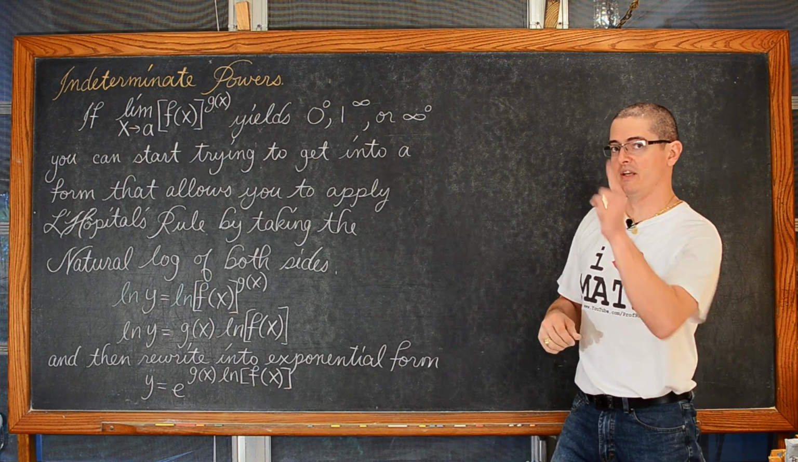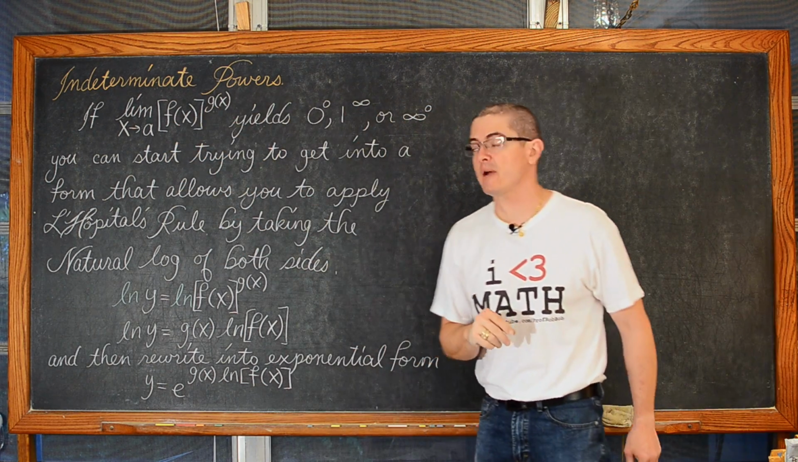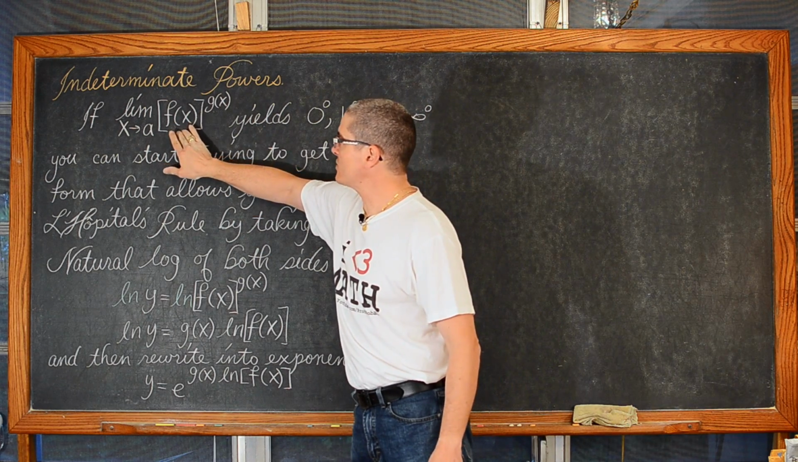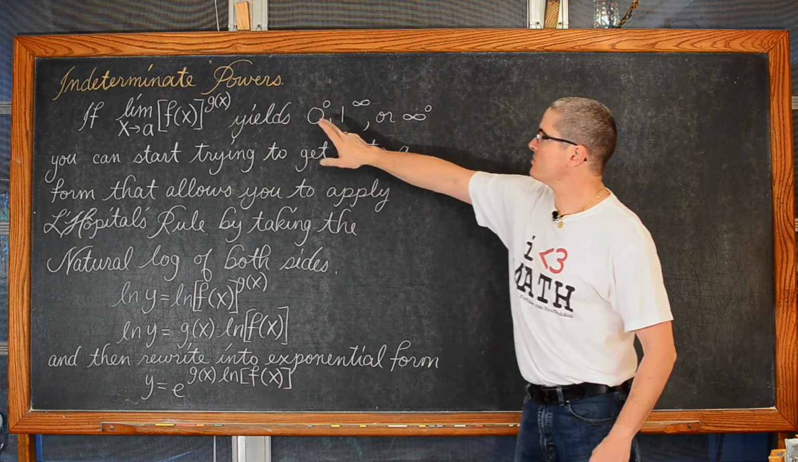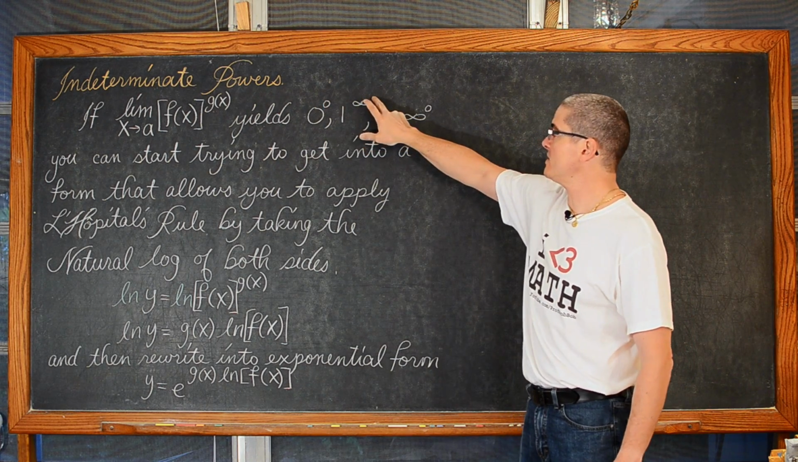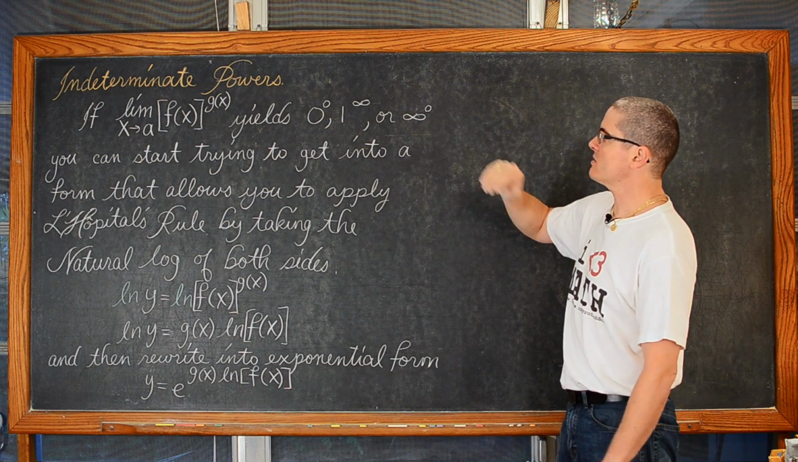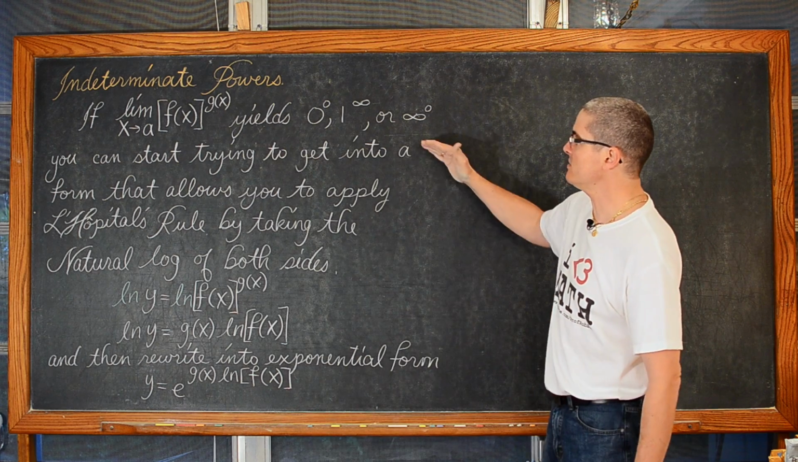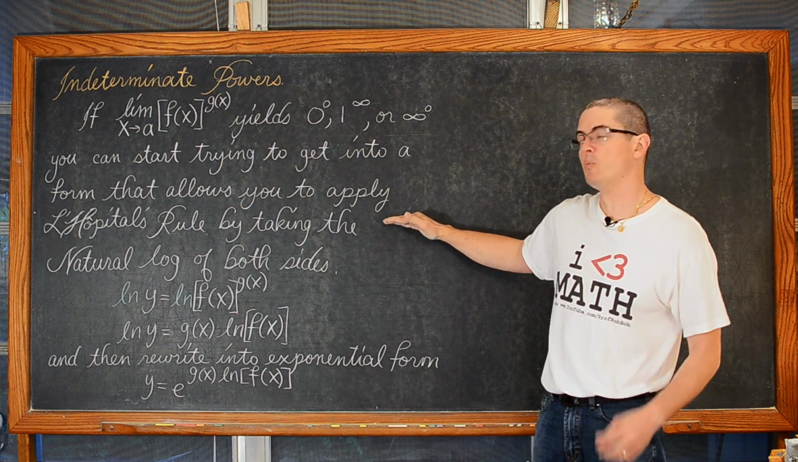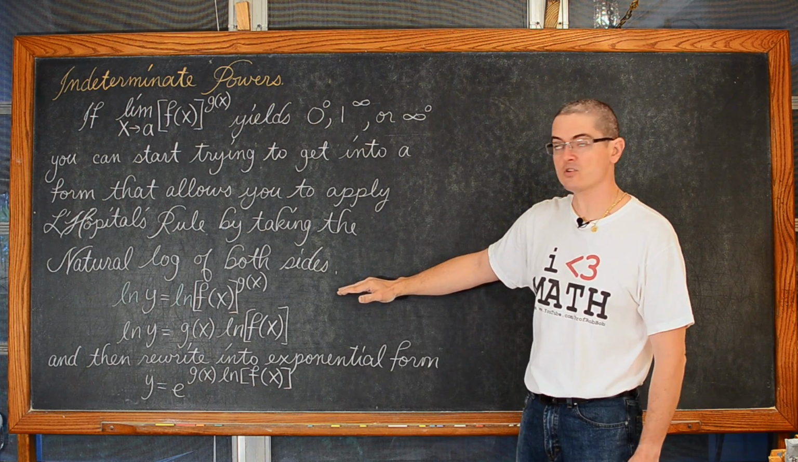Indeterminate powers: if the limit as x approaches a of f of x raised to the g of x power, so you're looking at an expression raised to another expression, yields either 0 to the 0 power, 1 to the infinity power, or infinity to the 0 power, then you can start trying to get that problem into a form that allows you to apply L'Hopital's rule by taking the natural log of both sides of the function.